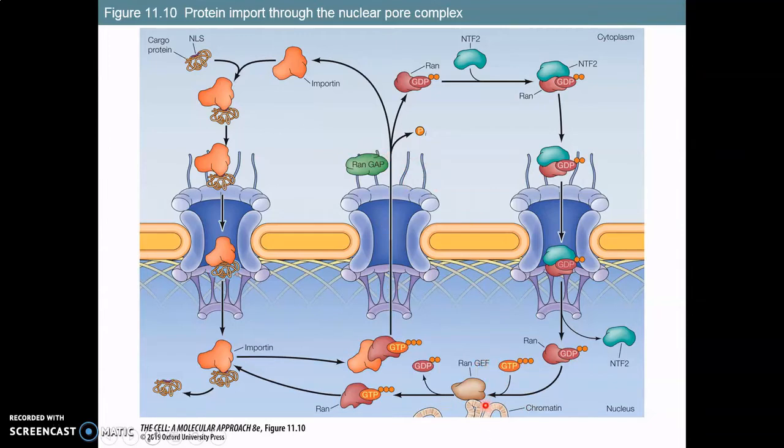All we have to do is simply put a nuclear import signal on GEF, on the exchange factor. It'll get imported in and it will stay there. We don't put one on GAP, it will constantly stay outside, and these will act as the gatekeepers, allowing RAN to be cycled appropriately, and it will carry along its other proteins with it. So here we can see importin brings things in, and then it gets transported back out through this RAN GTP, GDP type of cycle.